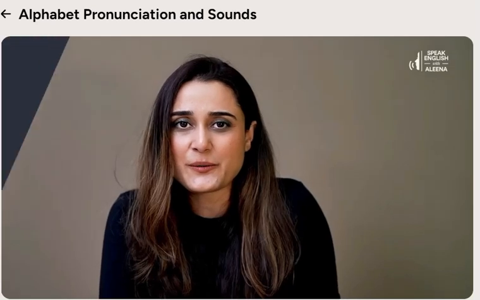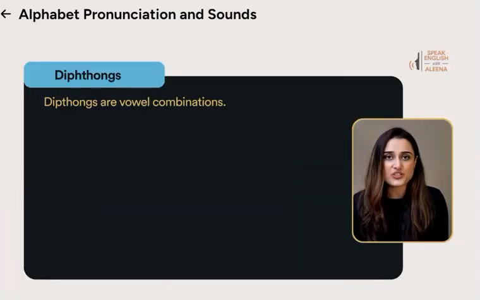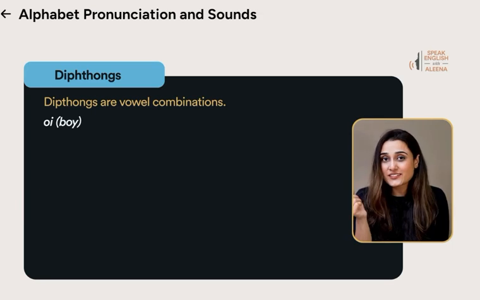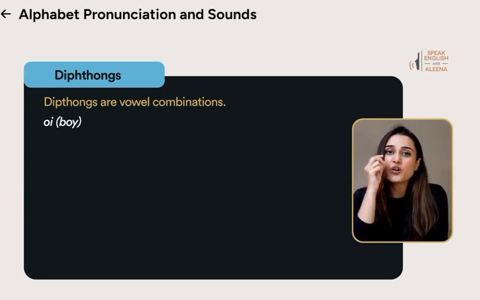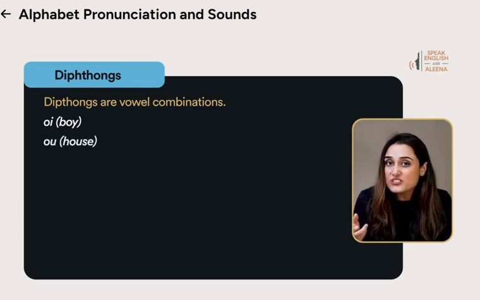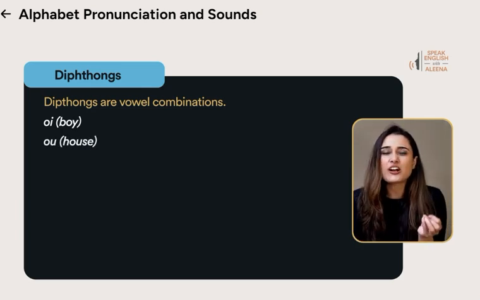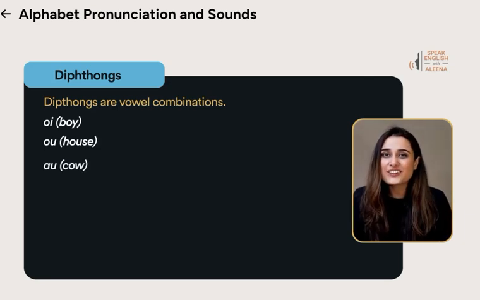Now we've got just a few more concepts for you and the video is over. You've got diphthongs. Diphthongs are vowel combinations. O and I together becomes oi, like boy. Then O and U together make ow, so house, arouse. And then you've got A and U that makes the sound ow, as in cow.